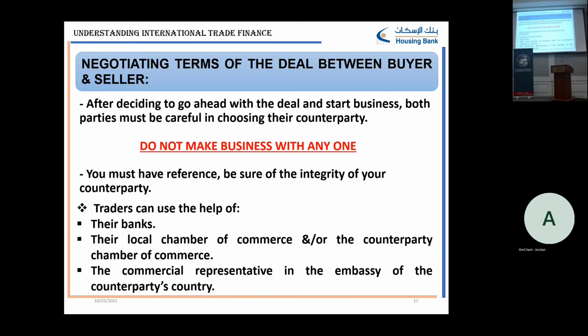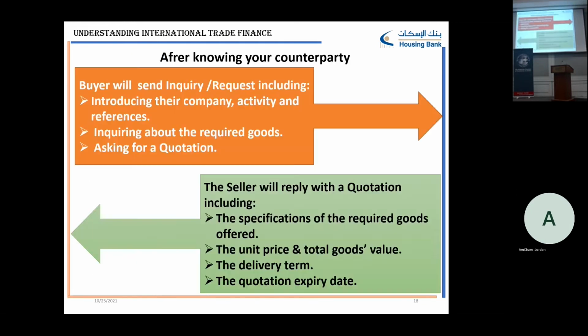We have many sources for that. You can go to your bank. He can help you in the investigation of the other party. Your local chamber of commerce: you can check the counterparty through your local chamber of commerce and/or the counterparty's chamber of commerce. As you know, I can go to the chamber of commerce in Jordan, to their website, and I can investigate if this company is participating in this chamber of commerce or chamber of industry, and he can do it as well. The commercial representative with the embassy: I can go to the commercial representative in the embassy of the counterparty's country, and I can tell him that I need to deal with this company. Please give me some info about them. Do they really exist? Are they really specialized in these goods, and so on?